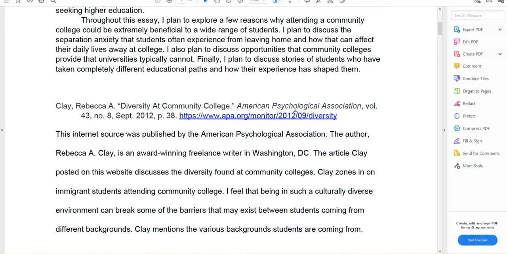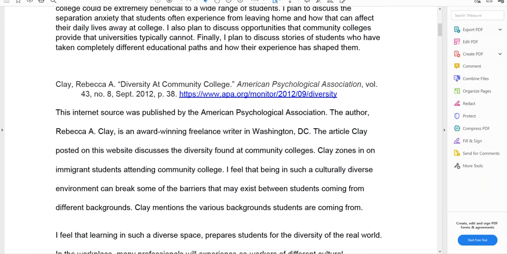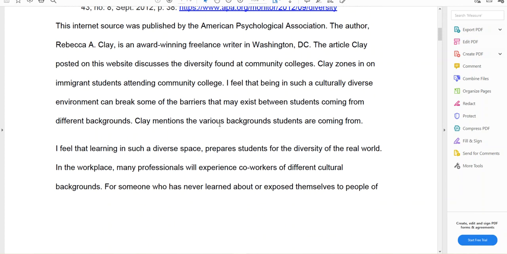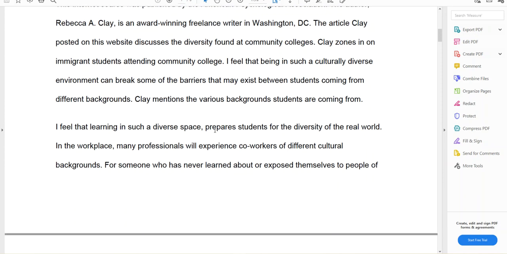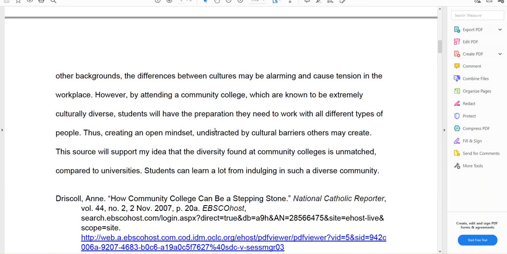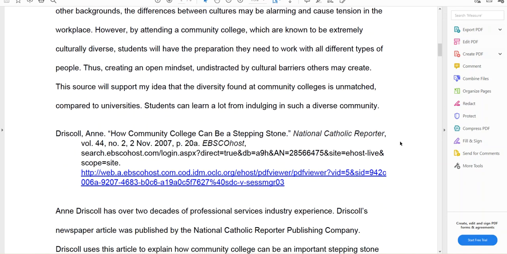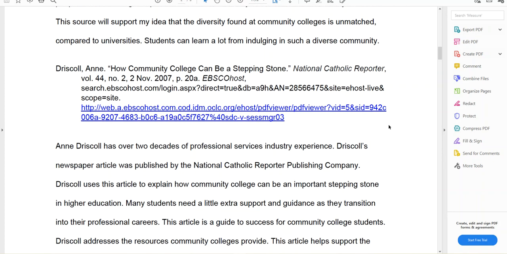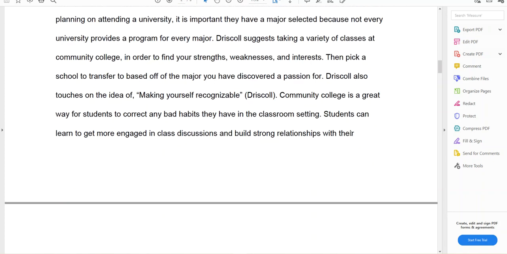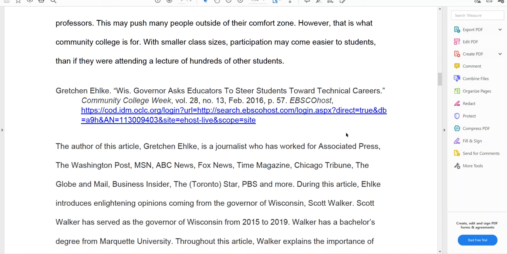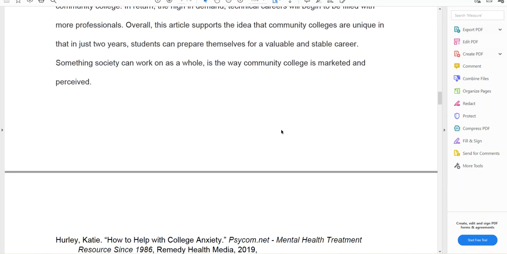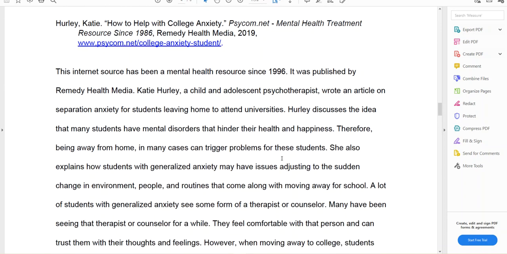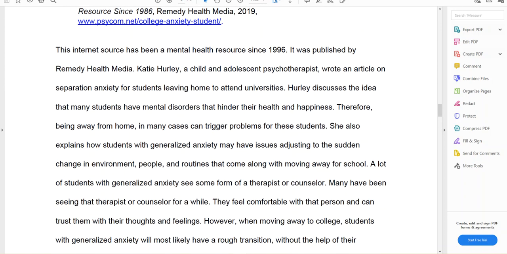You have a citation here with link, okay? You have an annotation, which is basically looking at the criteria or qualifications of the authors, a summary of the source, and then the relevance of what it does for your research topic. And you can see here we have citation, annotation, citation, annotation. Once again, citation, annotation. So I'm going to just close this up right here.